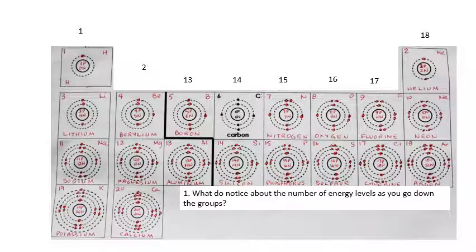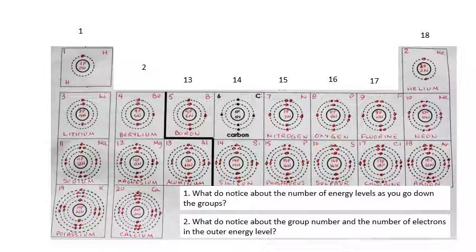Not even kidding. So what do you notice about the number of energy levels as you go down the group? So as you start at the top and you go down, what do you notice about the number of energy levels? And keep in mind as well, we're not going to ask this question formally, but what happens to the size of the atom as you go down? Alrighty, and the next question is, what do you notice about the group number and the number of electrons in the outer energy level? Because remember we said those outer energy level guys are going to be very, very important.